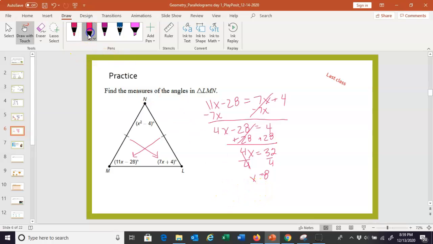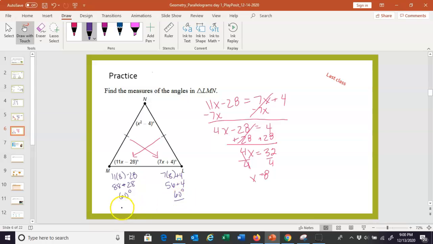Once you have x, you can find all the angle measures. Let's just plug it in. So 11 times 8 minus 28. Oops, 88 minus 28. Get 60 degrees. And ideally, this one should be the same, right? Because they're supposed to be equal, and we set them equal. So when we plug 8 in here, we better get 60 degrees. And again, it's just another way to confirm we didn't make any mistakes.